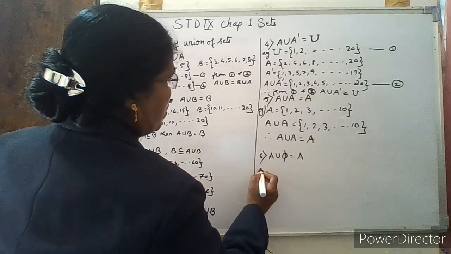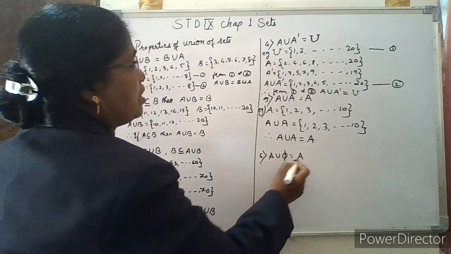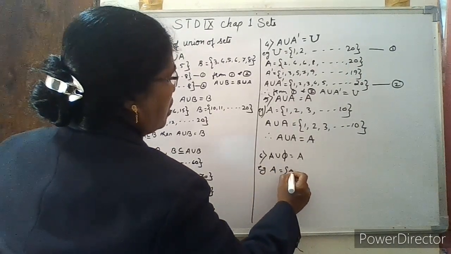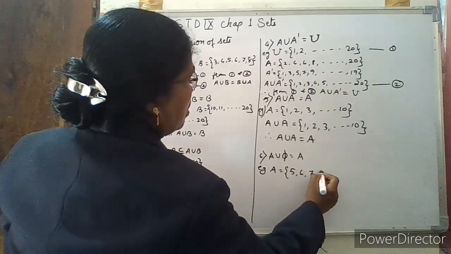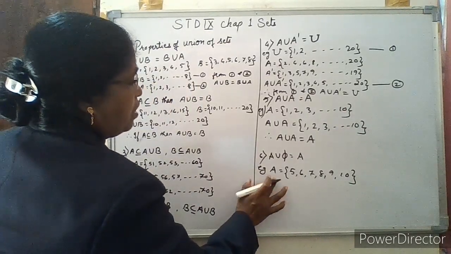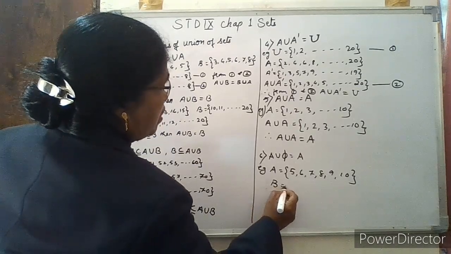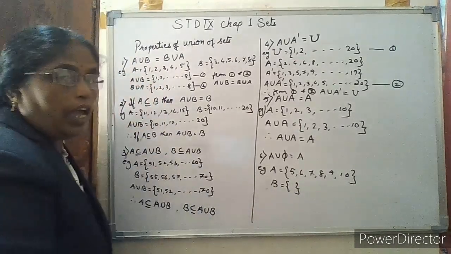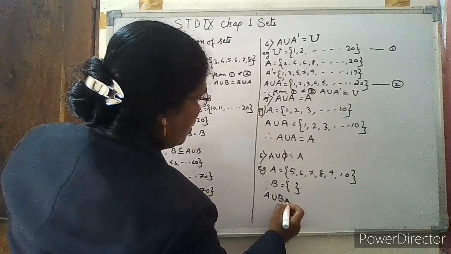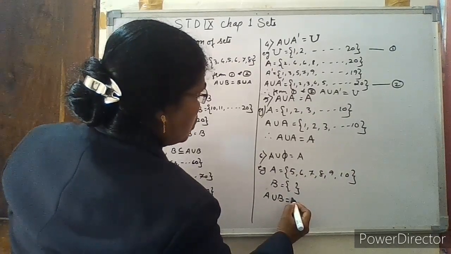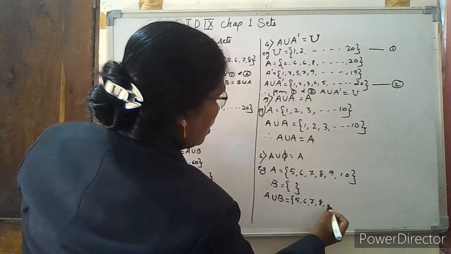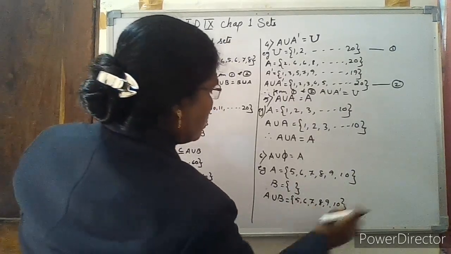Now sixth property. A union empty set is equal to set A. Example. Set A, if I take, suppose 5, 6, 7, 8, 9, 10. Another set B, if I take, set B is an empty set. There are no elements. So what is A union B? Here, A union B is equal to 5, 6, 7, 8, 9, 10. We get the same thing.